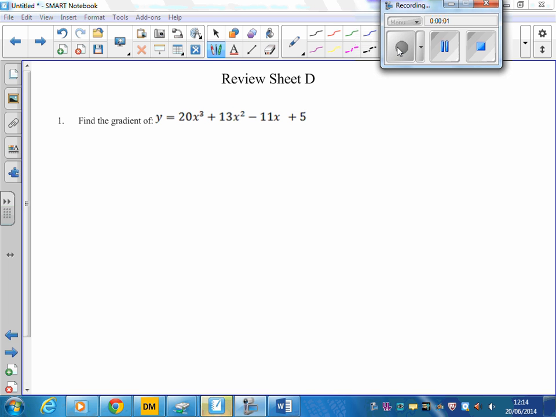Review sheet D. Find the gradient. We're not given a particular value of x, so at this point it just wants us to find the gradient function. Find that by differentiating. So dy/dx equals 60x squared plus 26x minus 11, and the plus 5 disappears.